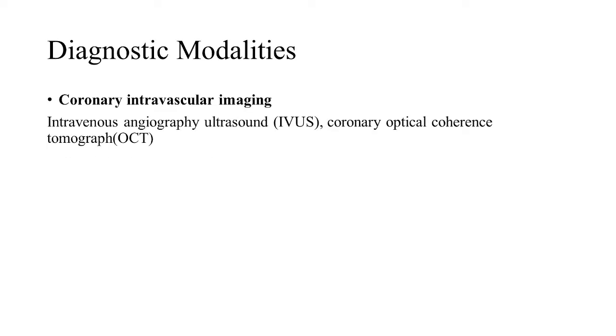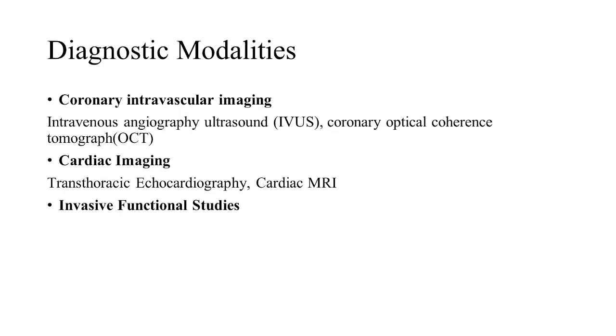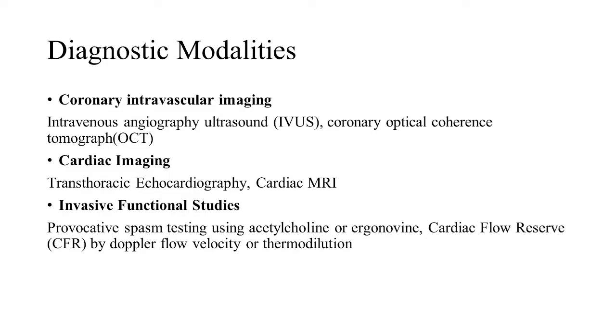Diagnostic modalities, we had already gone through them, just naming them for you. One is coronary intravascular imaging based on intravascular ultrasound or coronary optical coherence tomography. Cardiac imaging: you will do an echocardiography, because if you are getting an apical ballooning of your left ventricle, it is a MINOCA mimicker, it is Takotsubo. Cardiac MRI for MINOCA mimics specifically. And then the invasive functional studies, which we already know: provocative spasm testing and the CFR, as well as IMR, HMR and MMR.